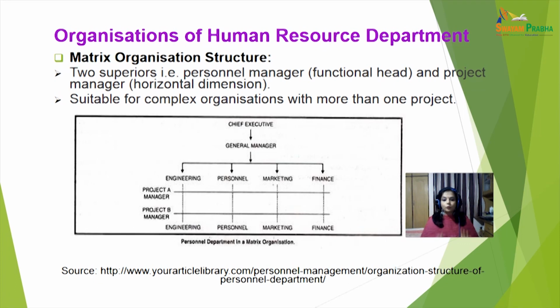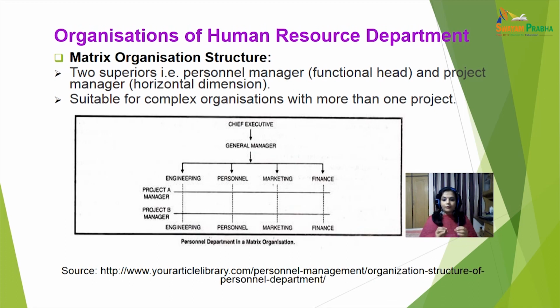So employees have two superiors: one, the personnel manager, the vertical dimension functional head, and the project manager, the horizontal dimension. Again, you can see that it is violating the unity of command principle, because he is taking orders from two types of bosses. One is the functional head and the other is the project head. Now, there are certain responsibilities of the project head and certain responsibilities of the functional head. The functional head has authority on the function. So whenever this employee wants to know anything about that function, he will consult the functional head. Final promotion authority is also with the functional head. But whatever work is related to the project, for that he will consult the project head. So the project head will look after a particular project.